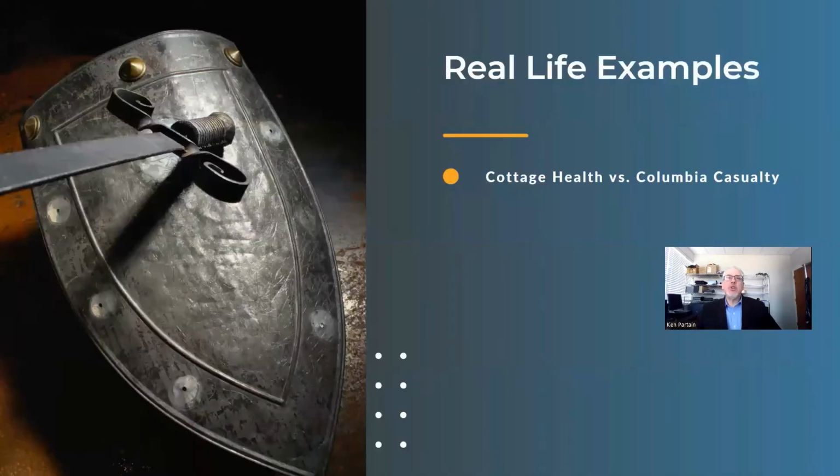So let me share with you some real life examples of cyber liability insurance claims that are being denied. Okay. In Cottage Health versus Columbia Casualty, the issue stemmed from a data breach at Cottage Health System. They notified their cyber insurer, Columbia Casualty Company, and filed a claim for coverage. However, Columbia Casualty sought a declaratory judgment against Cottage Health, claiming that they were not obligated to defend or compensate Cottage Health because the insured did not comply with the terms of their policy.